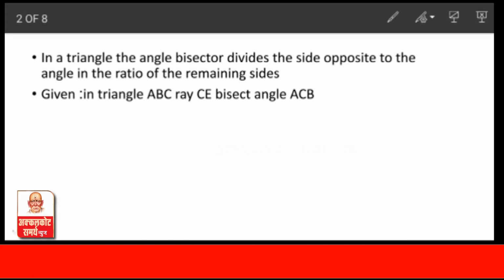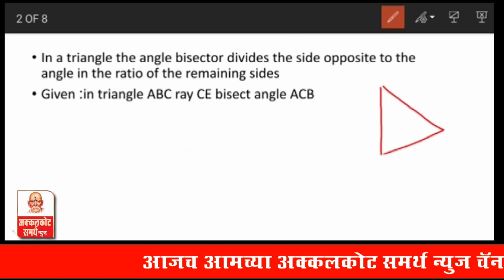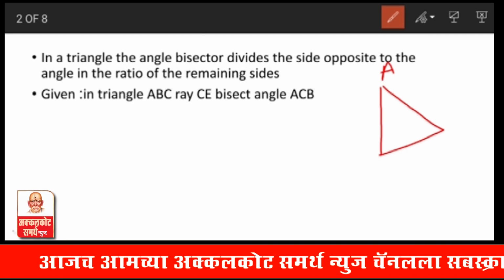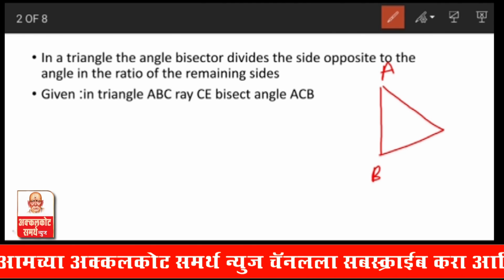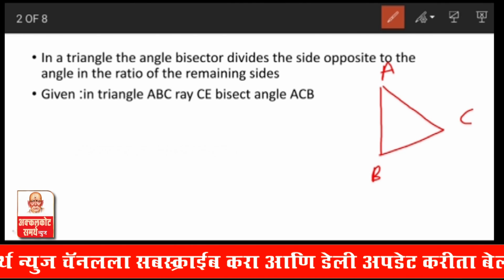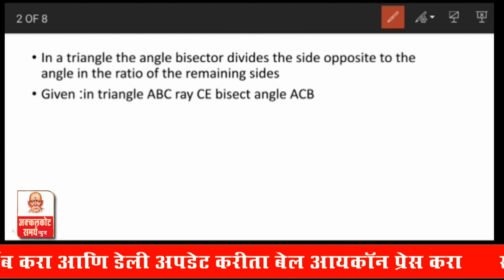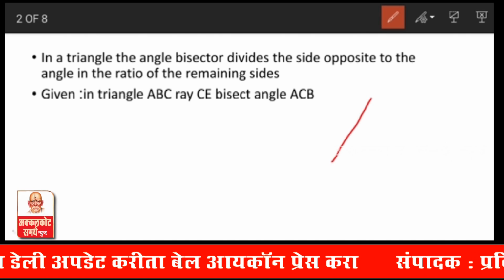Suppose I draw a triangle. We can take any type of triangle here. Suppose that is triangle ABC. So I will draw this triangle in this way. See, this is your triangle A, B and C. Just give me one minute, I'll write in this way, so you will understand properly.